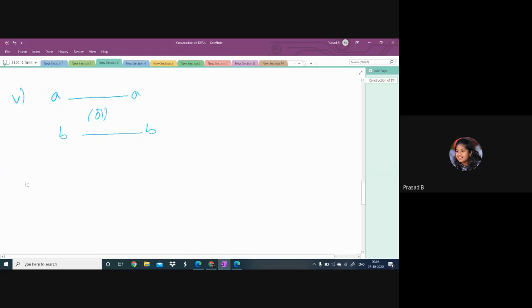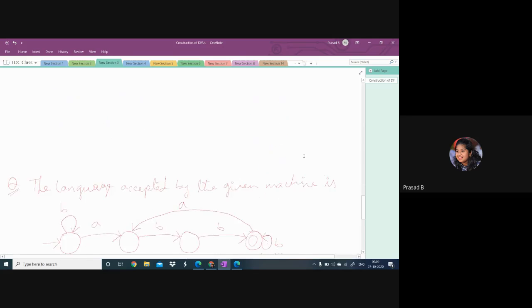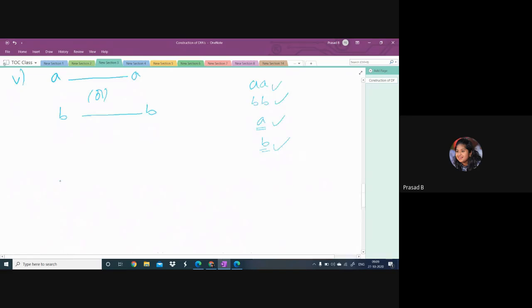Starting with A and ending with A, and starting with B and ending with B. So AA is one valid string, and BB is also valid, but these are not the smallest strings. This is the smallest one. Here the first symbol is A and the last symbol is also A, and similarly the first symbol is B and the last symbol is also B. So A and B are the smallest strings, so accept A and B first.